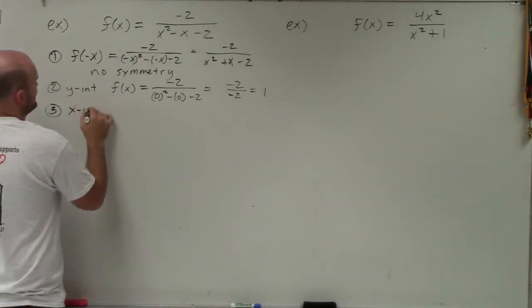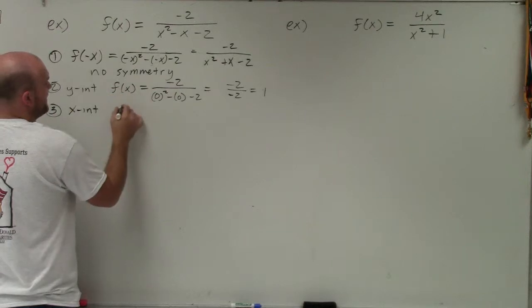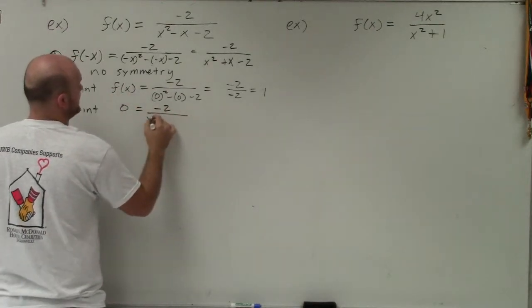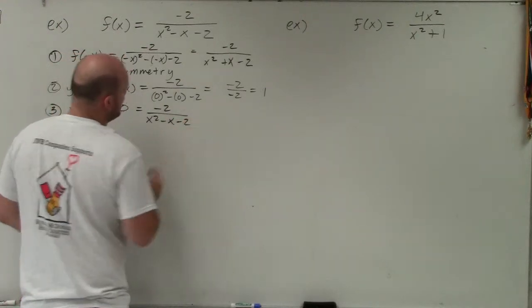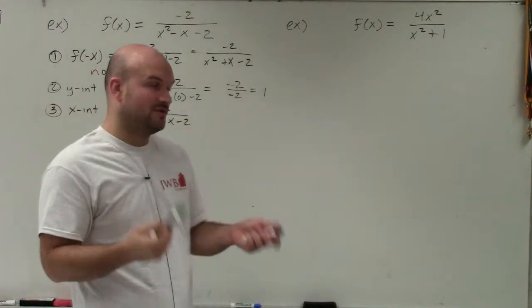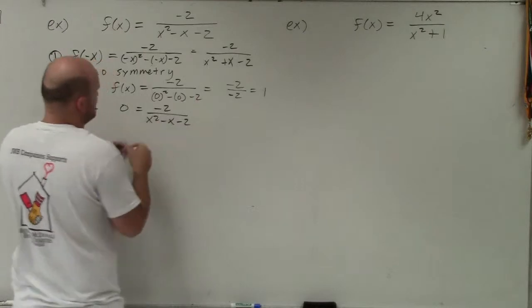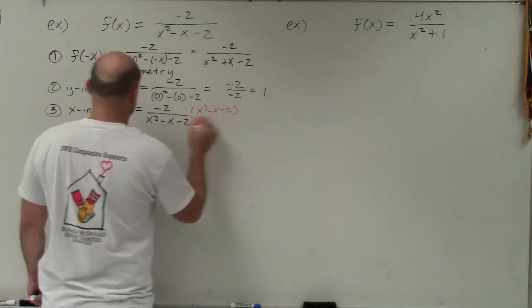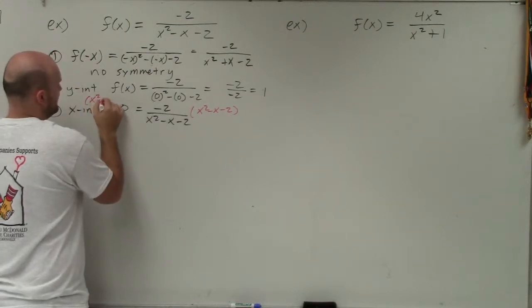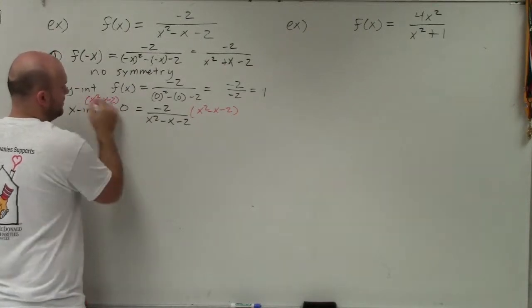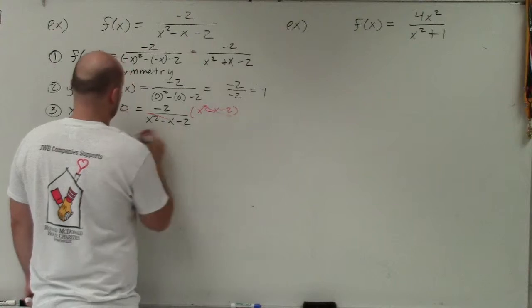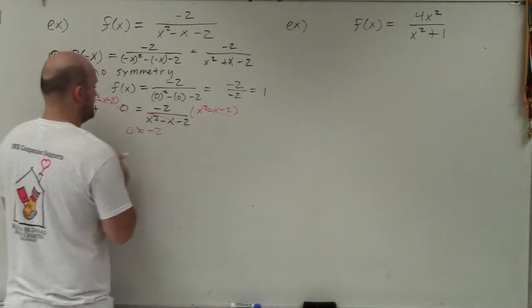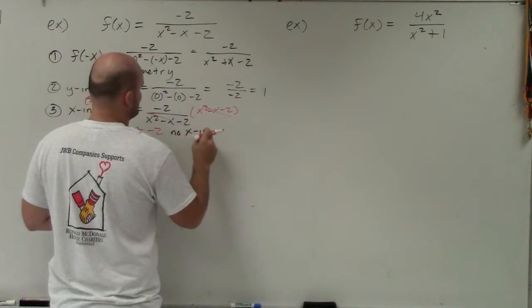X-intercept. The x-intercept is where we make our y value, or our f of x, equal to 0, and then solve. So I have 0 equals negative 2 divided by x squared minus x minus 2. Now this one gets students all the time. Whenever you're solving for x in this case, you multiply both sides by the reciprocal of the fraction, x squared minus x minus 2. That goes to 0, that divides to 1, and you're left with 0 equal to negative 2. Well, 0 does not equal negative 2, so there is no x-intercept.